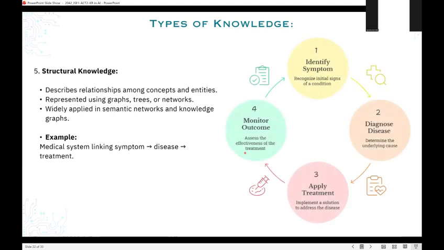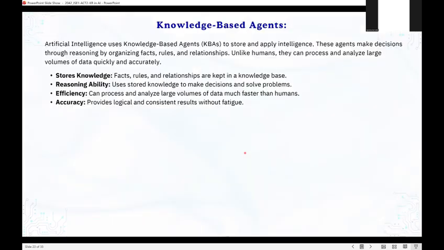And the last one is structural knowledge. It shows relationships between ideas. For example, we take a medical system. There is linking between symptom, then diagnosing the disease. Then we apply some treatment, and the outcome is monitored. So this is a structured way of knowledge. Together, all this allows machines to reason, plan and learn effectively.